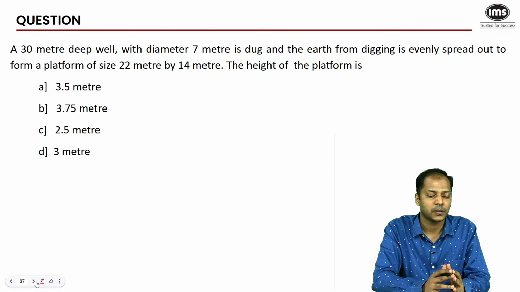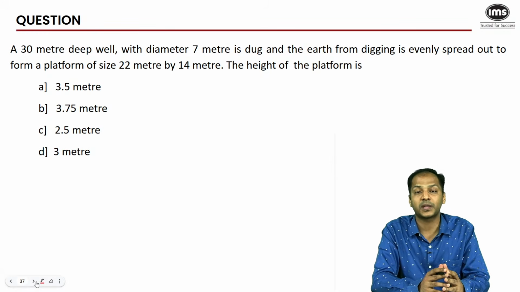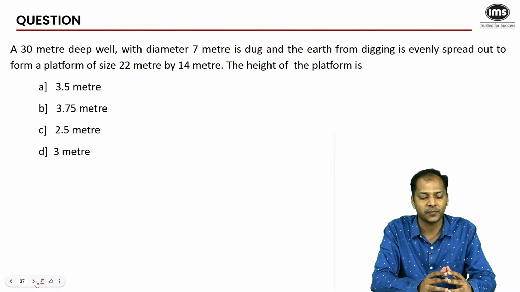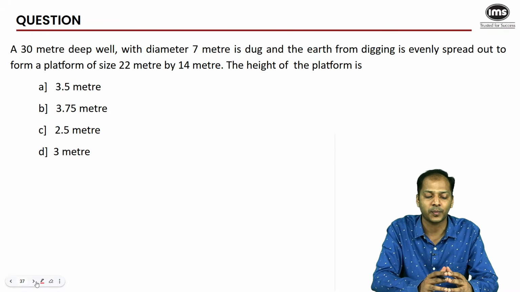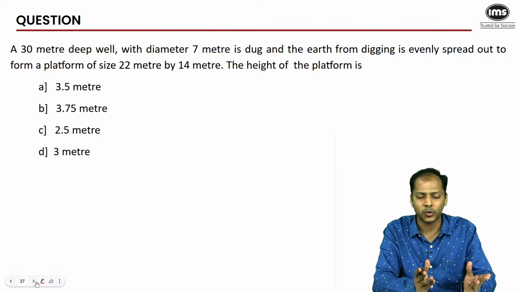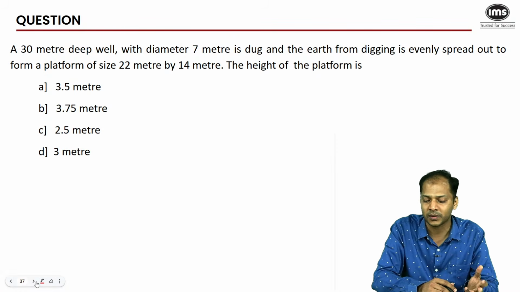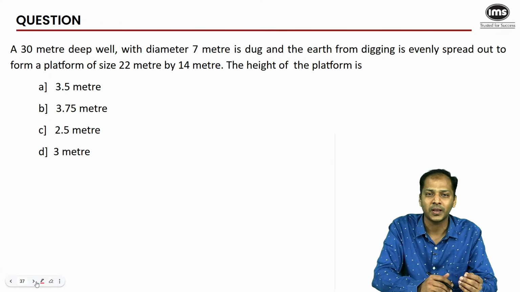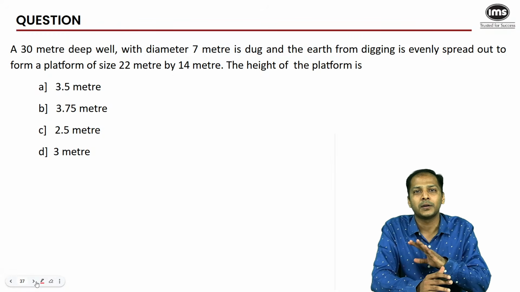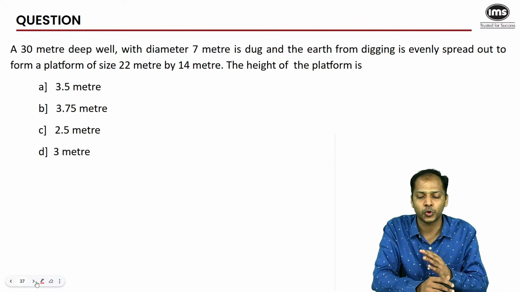Next question. A 30-meter deep well with diameter 7 meter is dug, and the earth from digging is evenly spread out to form a platform of size 22 meter by 14 meter. The height of the platform is? I don't know why this question is even here. We've already done geometry and this is a very simple straightforward question from mensuration. Equate the volumes and you should be done.